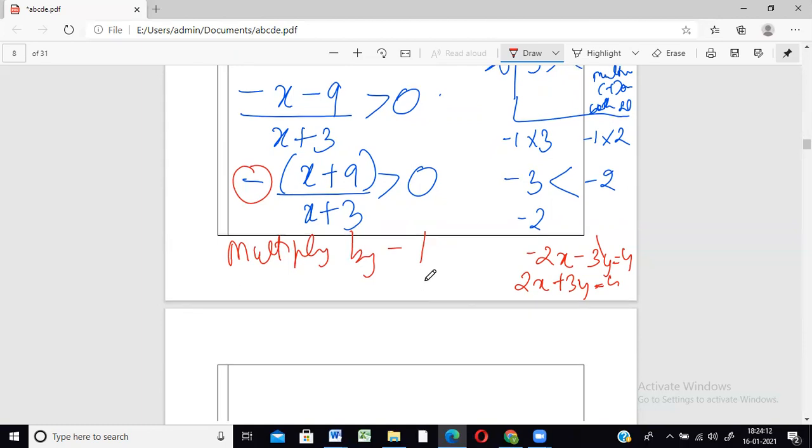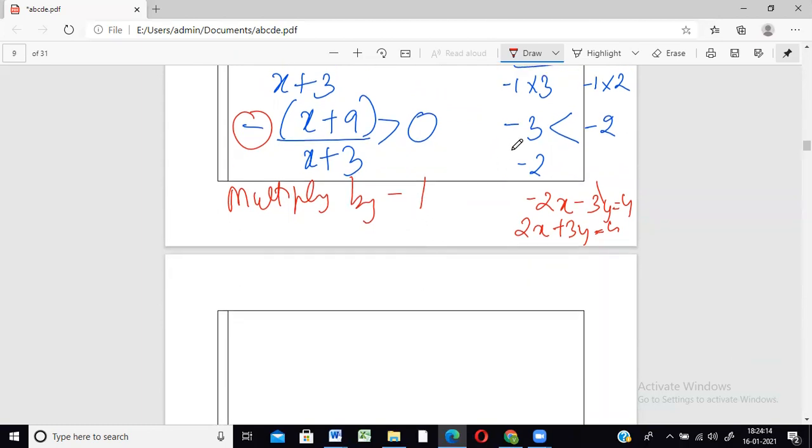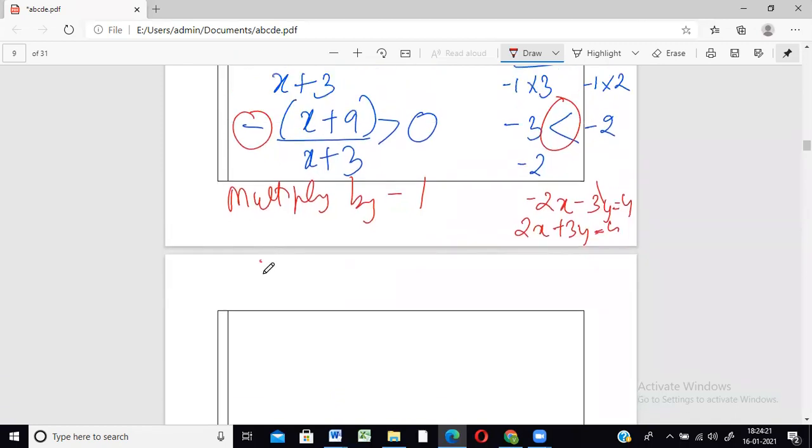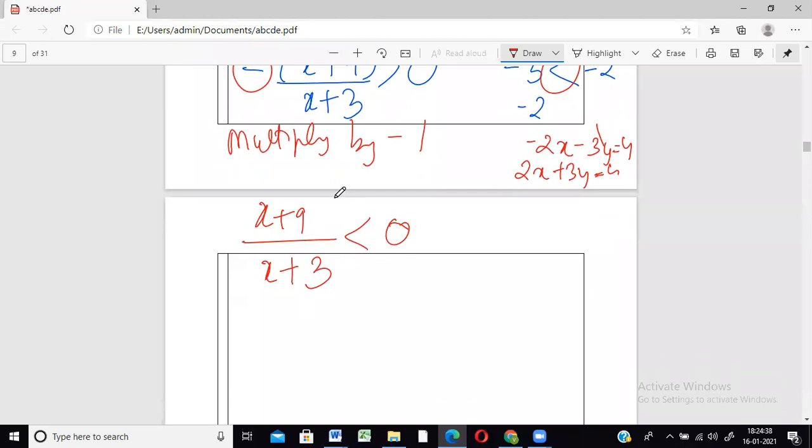So when I'm multiplying by minus 1, I'm multiplying by a negative number. And I just showed you how the sign changes when I multiply this thing by a negative number, correct? So it becomes x plus 9 divided by x plus 3. Now the sign, which is open this side and showing its tail to 0, will now become opposite. It will open its mouth towards 0 and show its tail towards this number. Okay. So now we have this thing is lesser than 0. You have something upon something is lesser than 0.